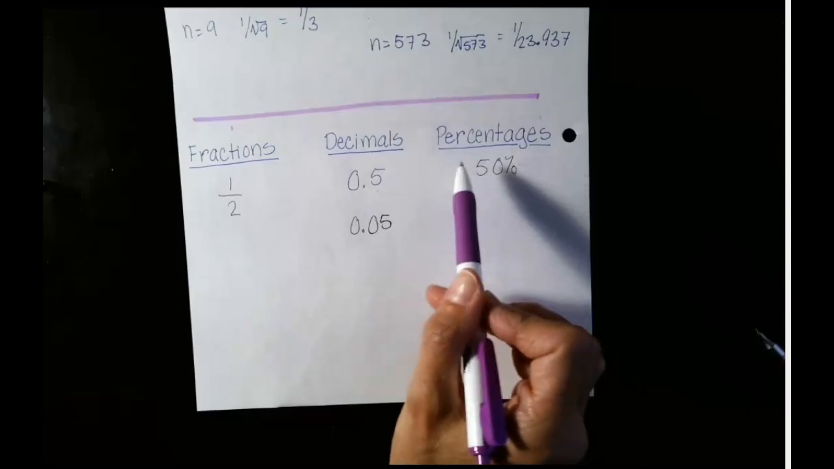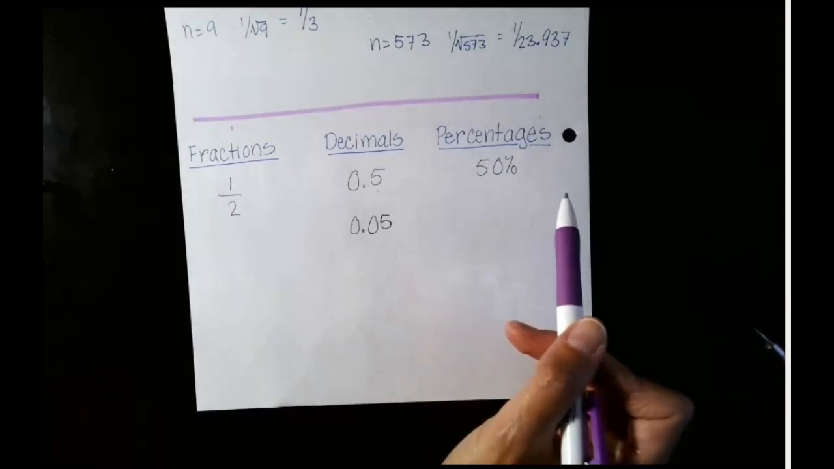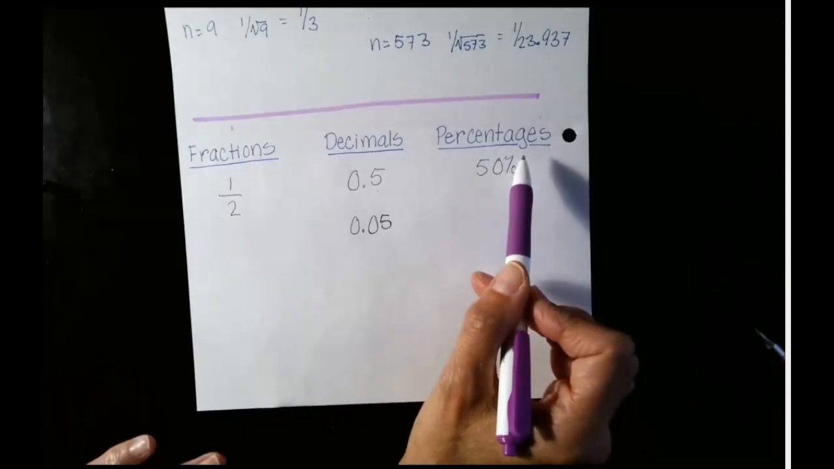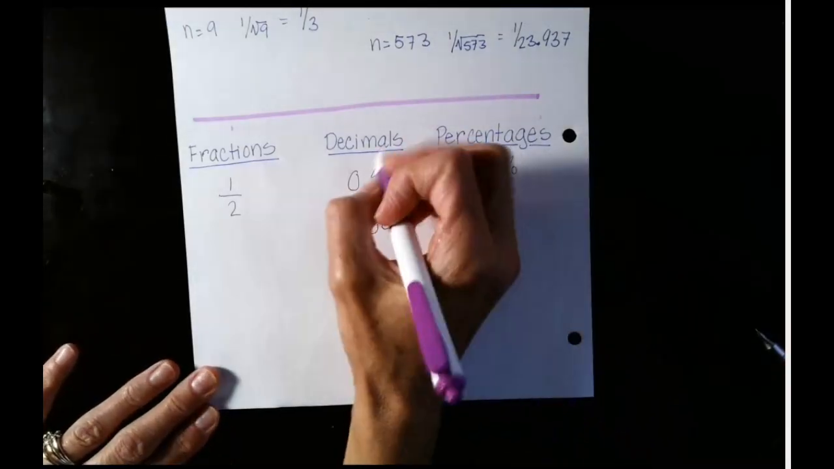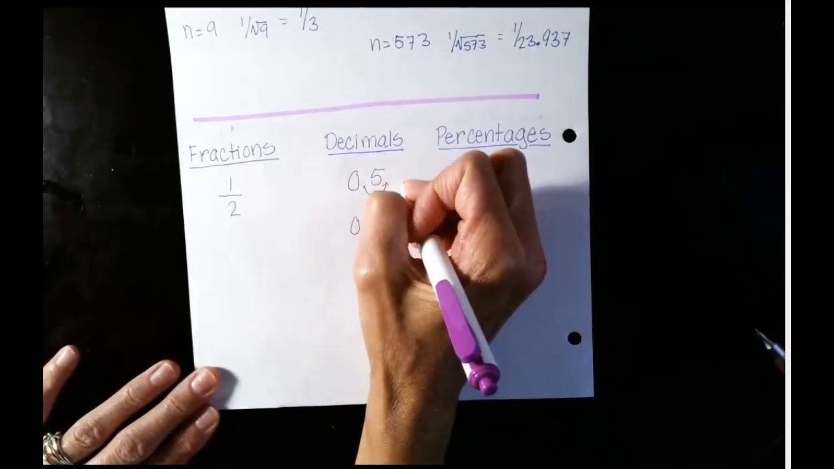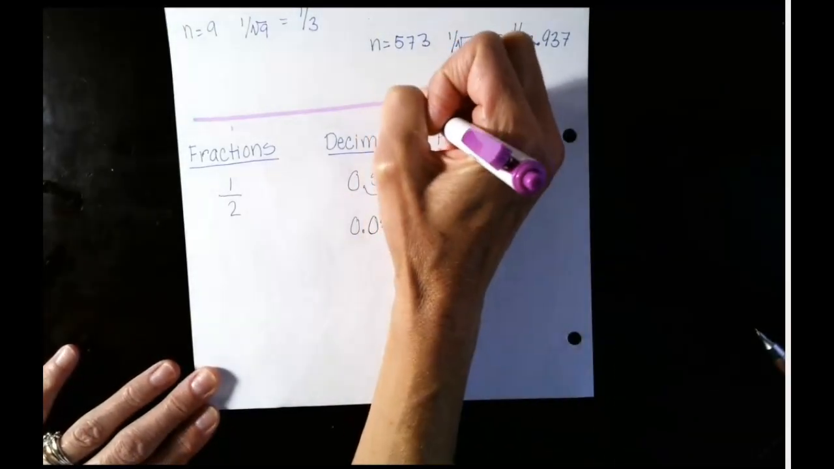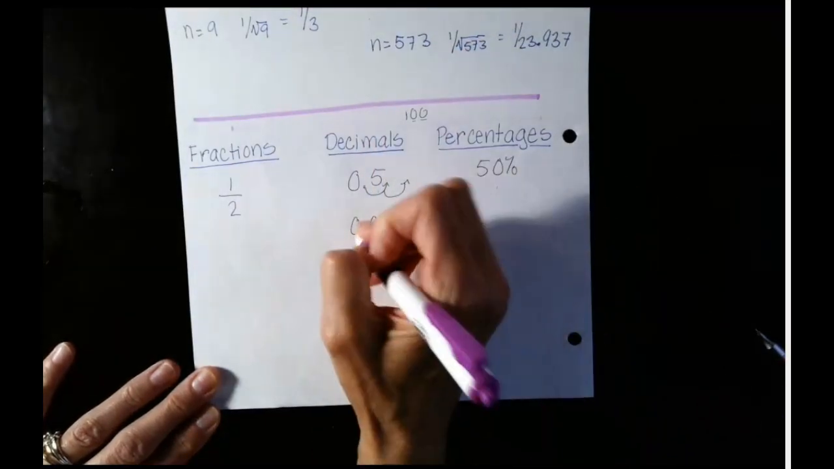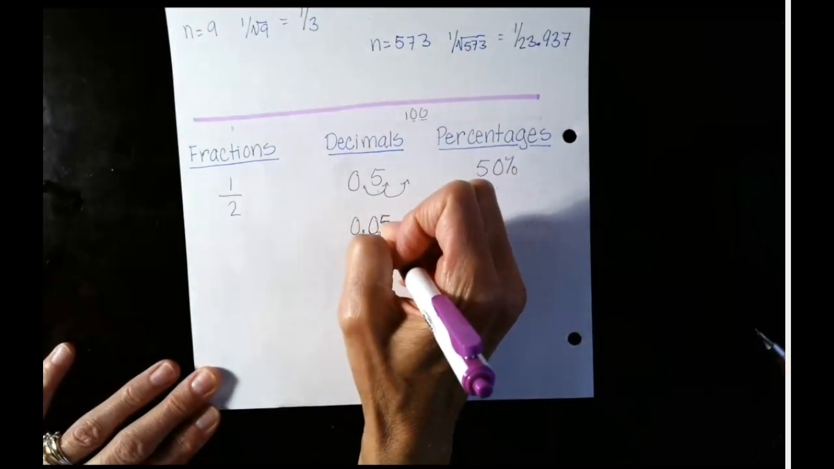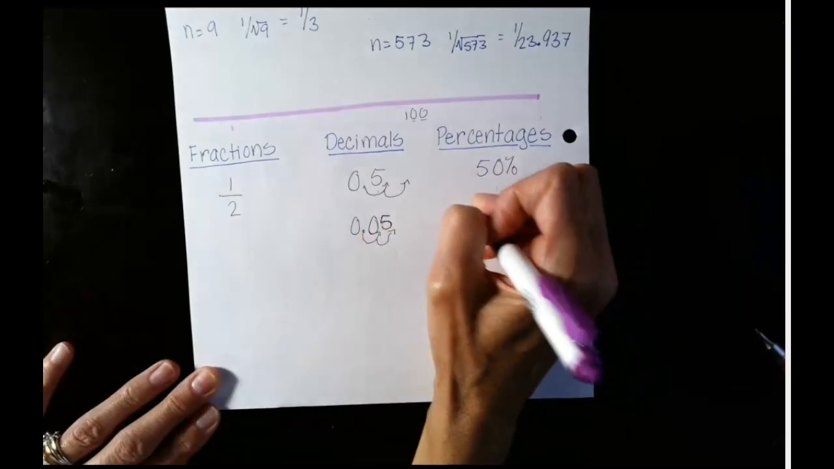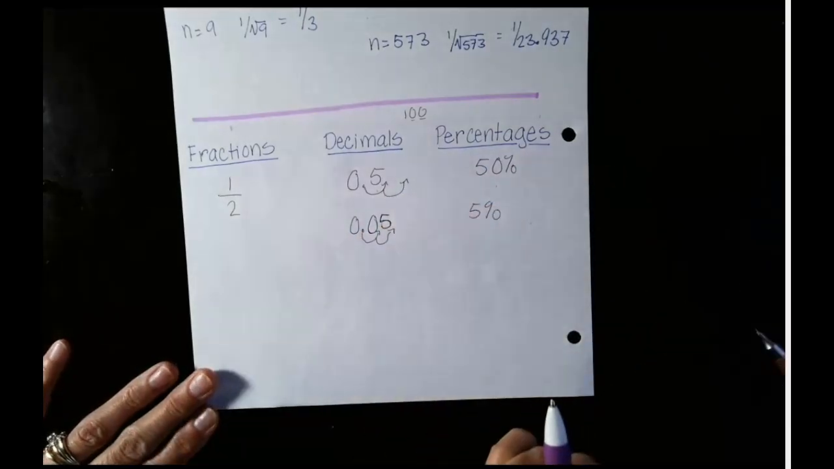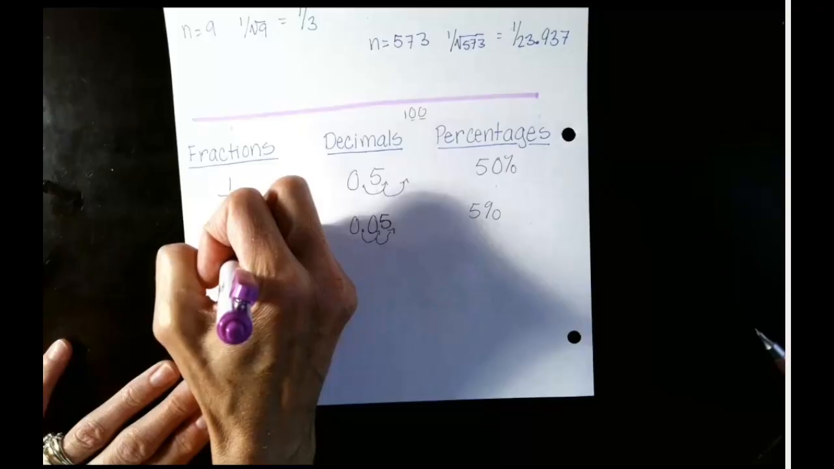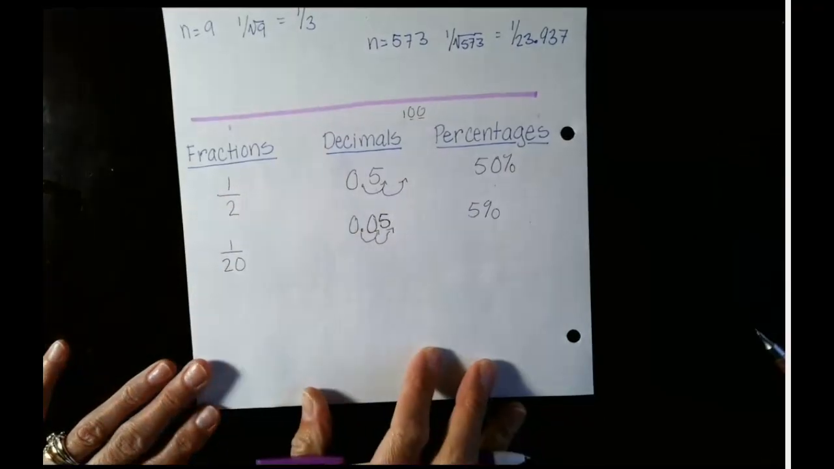So percentage is actually per 100, and so you're just multiplying by 100. For this, you move the decimal over 2 to the right, because 100 has 2 zeros. So that's why that's 50%. If we move our decimal over 2 to the right here, then we're going to end up with 5%. And if we had this as a fraction, it would be 1/20.